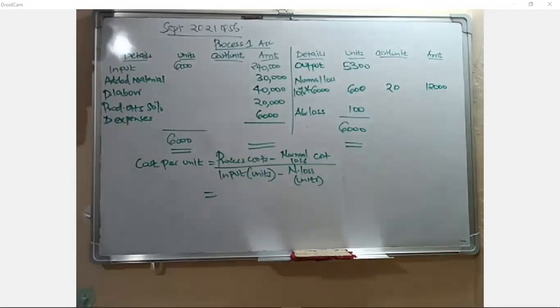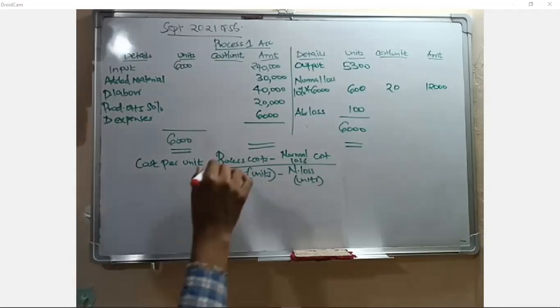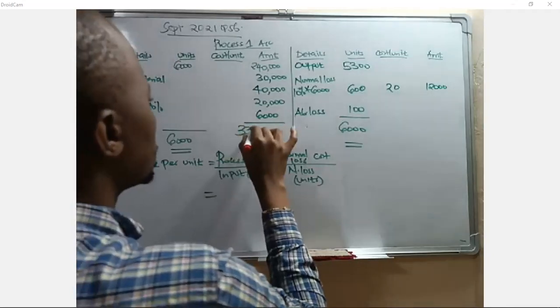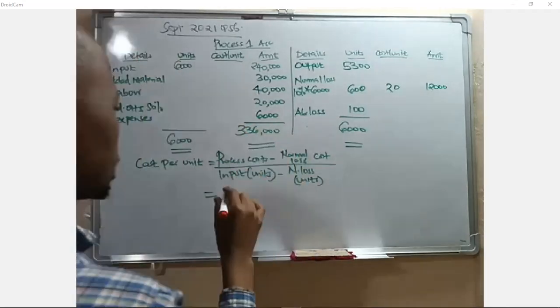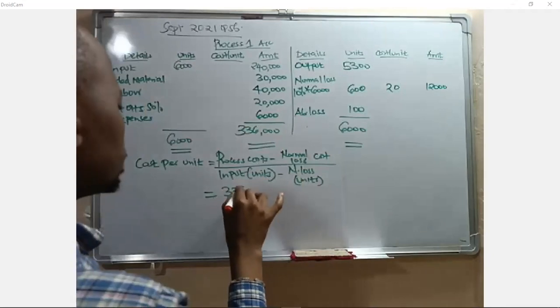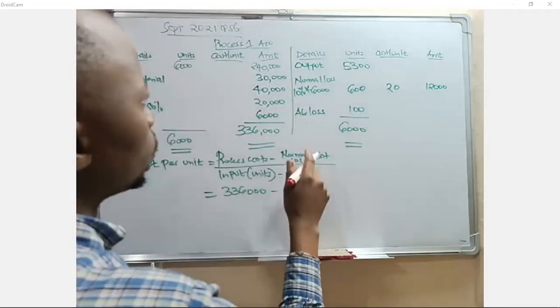We are discussing about 240,000, plus 70,000, plus 26,000. I'm getting 336,000. Now, in this case, I just need to say 336,000. Normal loss cost is this one.